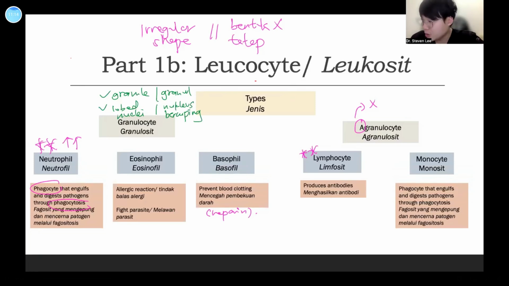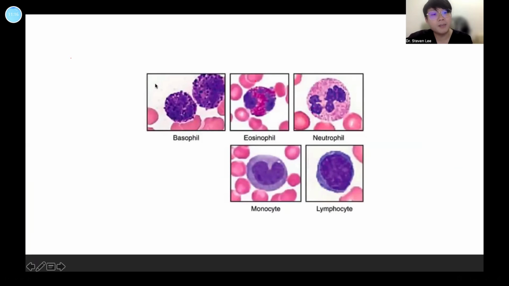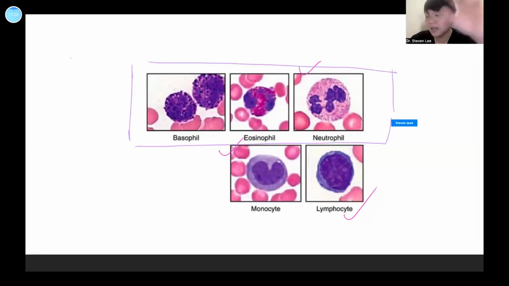I'm showing you the picture right now. Okay? So this is the picture that normally we see from the microscope. Okay, I tell you the important one first. This and this are important. Okay, neutrophil, monocyte, lymphocyte is important. But just a summary for you. Okay, tiga benda ni all together we call them as what? What do we call these three things?